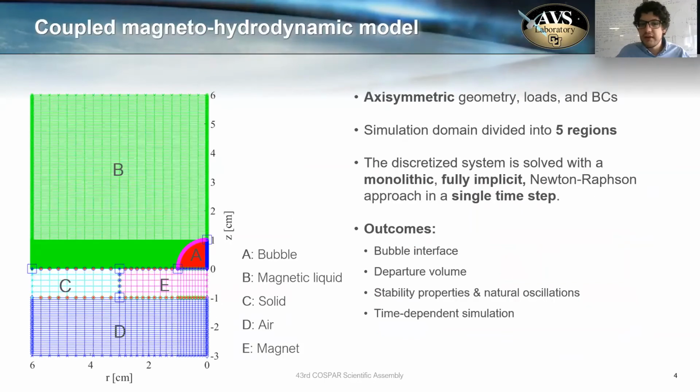And that is why we have developed this numerical simulation framework, where we subdivide our domain into 5 regions, assuming axisymmetry. We basically model our bubble, magnetic liquid, solid, air, and magnet, as you can see in this scheme, and solve all the equations, hydrodynamic and magnetic, using a monolithic, fully implicit Newton-Raphson approach that results in a very efficient numerical methodology. And the outcomes of this are exactly what we need: the bubble interface, the departure volume, stability properties, natural oscillations, and time-dependent simulations.